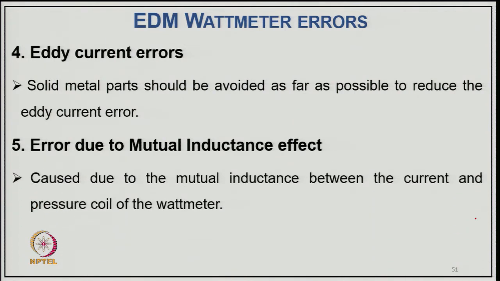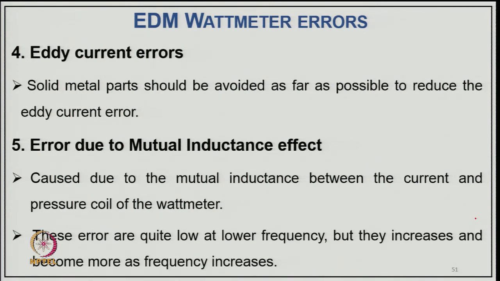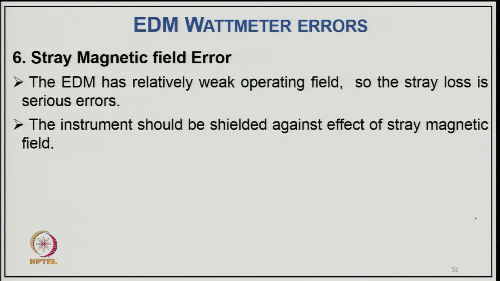So, caused due to the mutual inductance between the current and the pressure coil of the wattmeter. These errors are quite low at lower frequency, but they become more as frequency increases. Now, coming to stray magnetic field error. This electrodynamometer wattmeter has a relatively weak operating field. So, the stray loss is a serious error, and the instrument should be shielded against the effect of stray magnetic field.